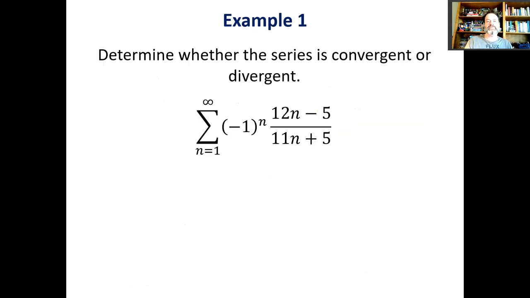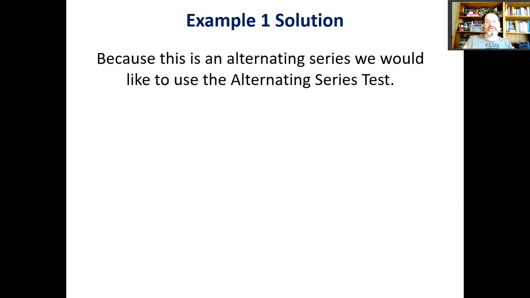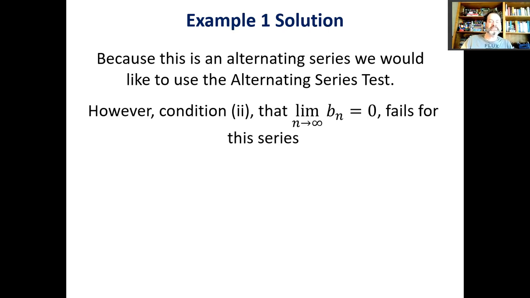All right, let's do an example. So we want to determine convergent or divergent. And here we have an alternating series, so I want to use the alternating series test. But condition 2, that the limit as n goes to infinity of the Bn's goes to 0, fails for this series. So let's see why it fails.